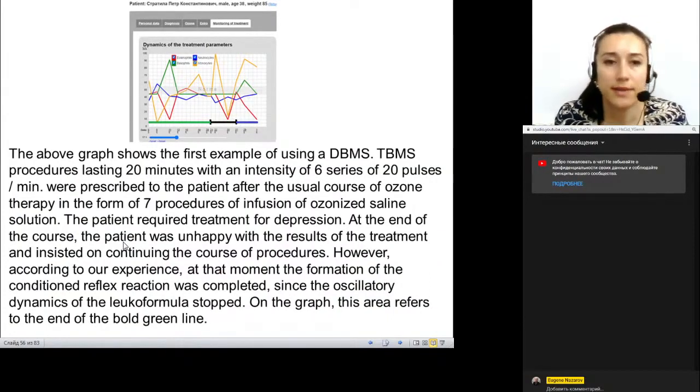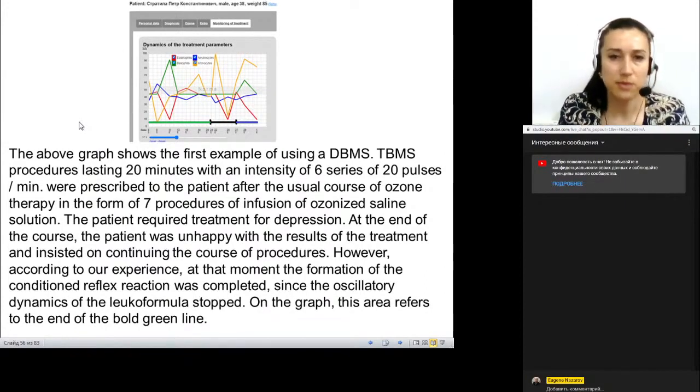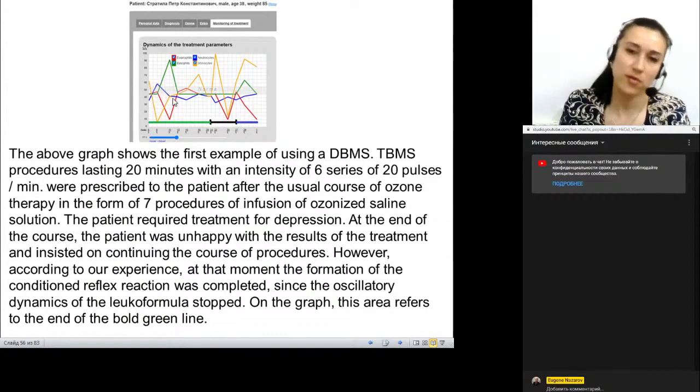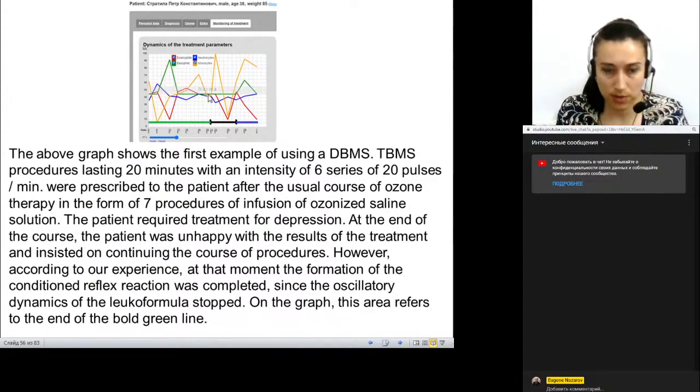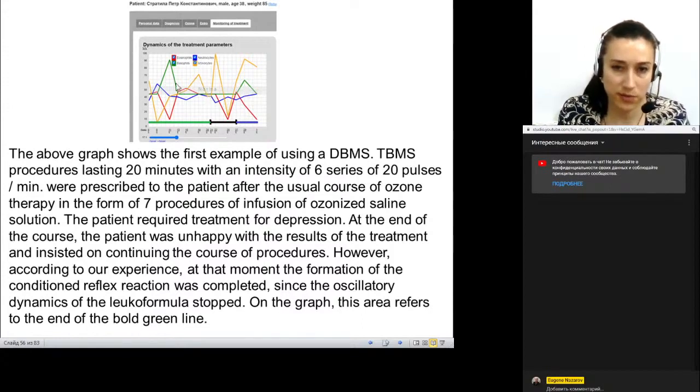So you can see in the figures how this procedure is held. The graph above shows the first example of using this installation. A procedure lasting around 20 minutes, with an intensity of 6 series of 20 pulses per minute, was prescribed to the patient after the usual course of ozone therapy in the form of 7 procedures of infusion of ozonized saline solution. The patient required treatment for depression.